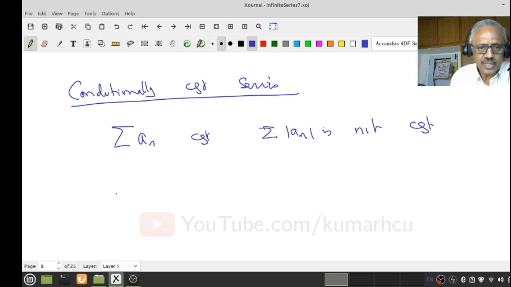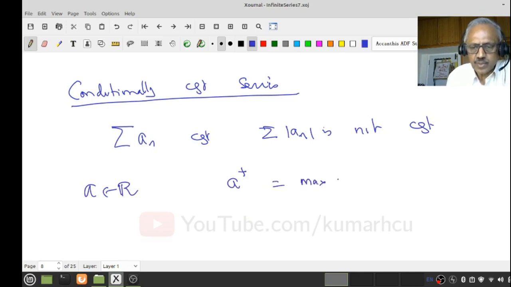For that, suppose a is a real number, we will define the positive part and negative part. The positive part is the maximum of a and 0. So if a is positive, suppose a is 4, then that will be 4. And if a is minus 4, then the maximum of minus 4 and 0 will be 0. Do you understand?